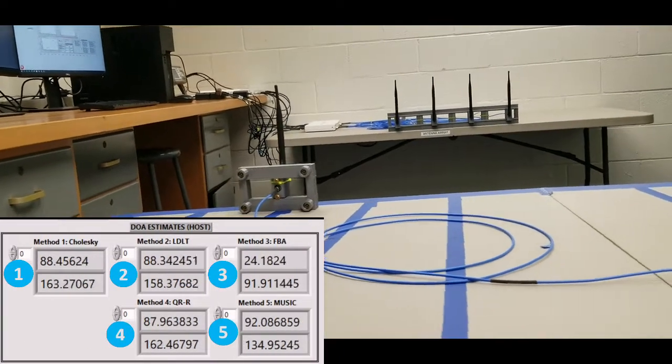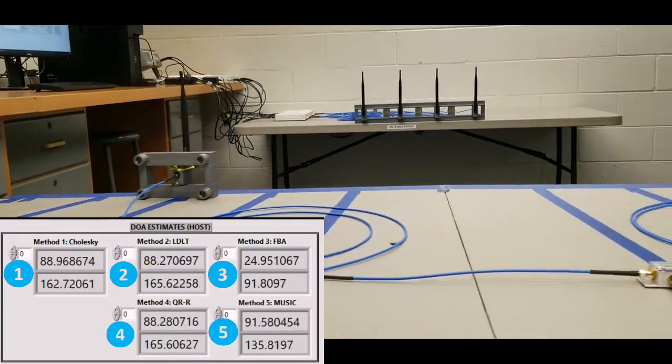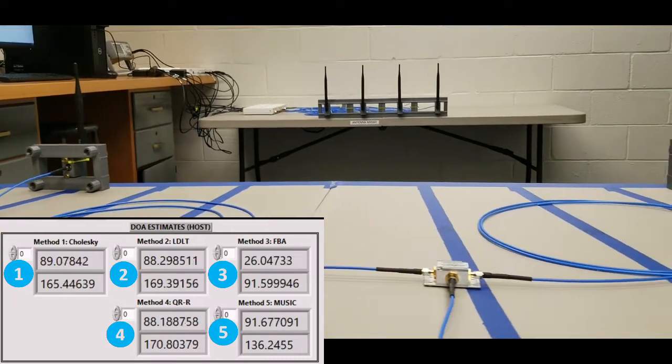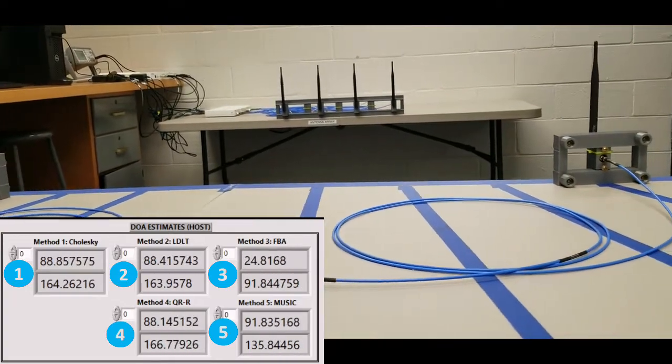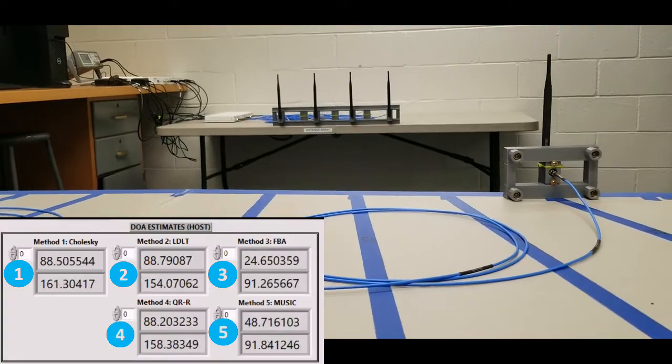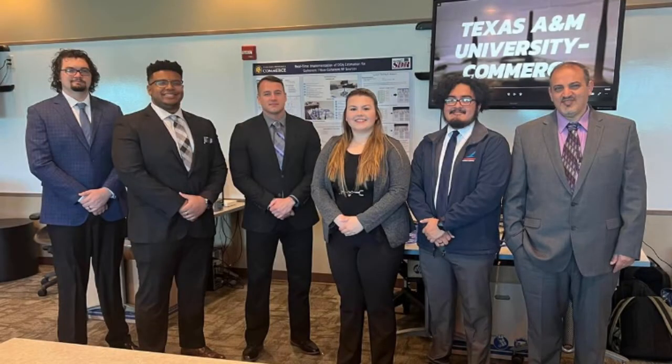Our algorithm proved to be effective in simulation and a challenge in hardware. DOA estimation is traditionally a field that requires testing in an anechoic chamber in order to avoid the effects of multipath. On behalf of our team, we would like to thank you again for watching our live demo.